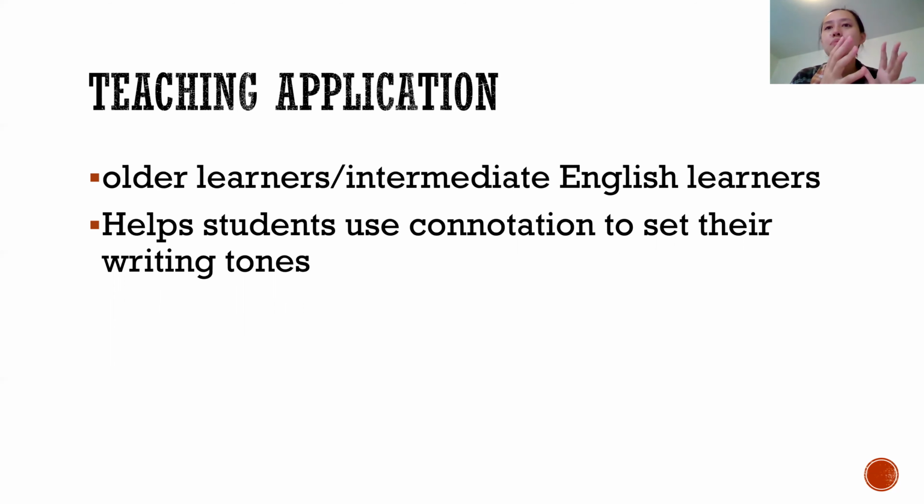So connotation is better taught to older learners or intermediate English learners. And as they get older or get better in English proficiency, we can teach them connotation to set their writing style and tone, and to help them build strong academic writing. So this is all about connotations in writing.